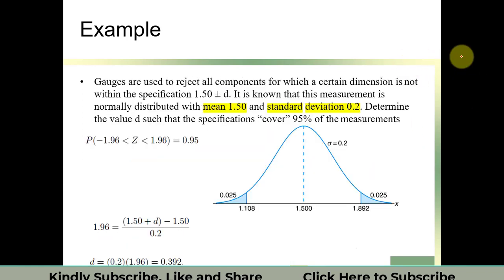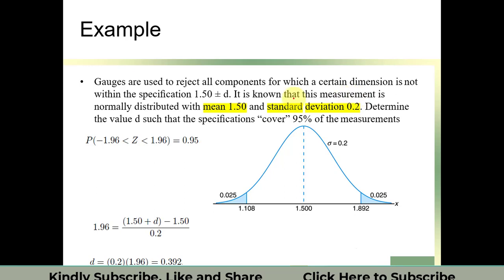So we will start with the next problem. This problem is slightly different from the previous ones. Gauges are used to reject all components for which a certain dimension of a product is not within the specifications. The specification of the product is 1.50 plus minus D. D, you can say, is the deviation. Some deviation in plus and minus, meaning within the upper specification limit or lower specification limit, is acceptable. Beyond that, the part will be rejected.